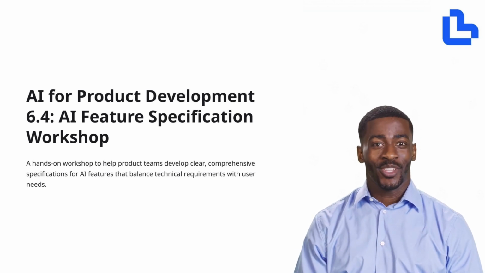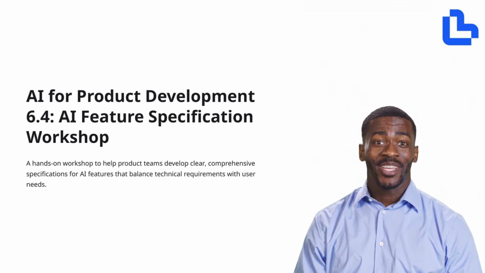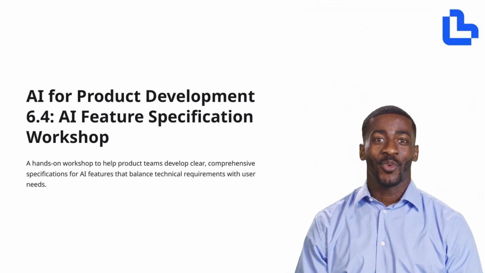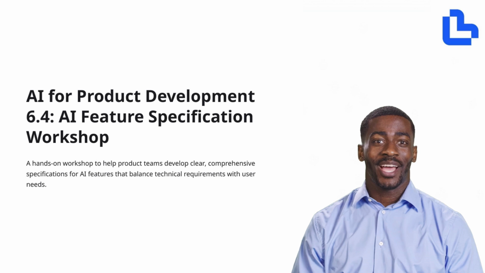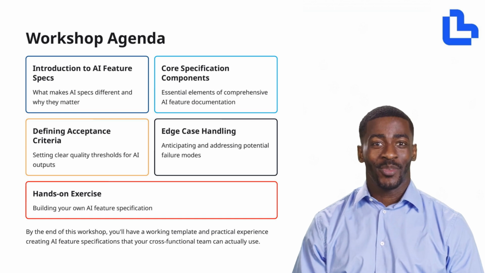Over the next hour or so, we'll explore the core components of a robust AI feature specification, look at common pitfalls, and work through a real-world example. By the end, you'll have a working template and the confidence to apply it to your own product development efforts. Let's get started. Let's take a quick look at what we'll be covering in this lesson.